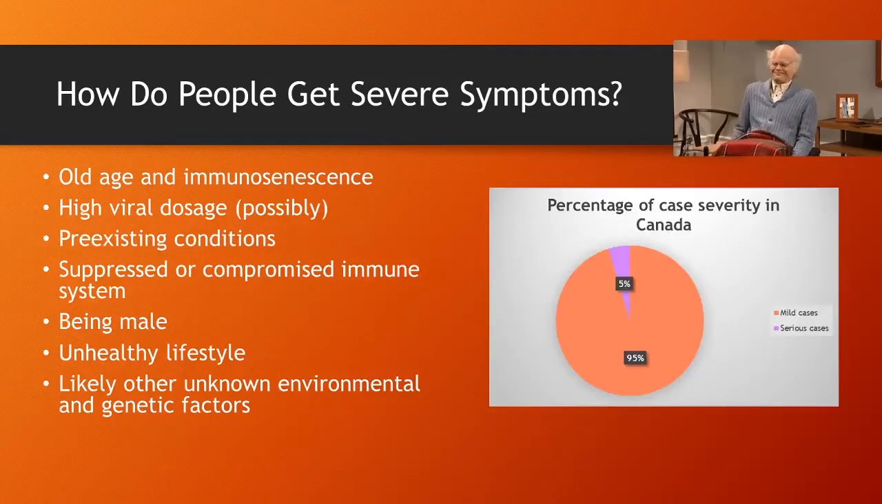All right, so this is a graph that I made, percentage of case severity in Canada. This is based off data from the Government of Canada website, and I got it today, so it's as up to date as it can be. Essentially, 95% of people who catch the virus will have mild cases, and 5% will get serious cases. So 5% might not seem very high, but 100 people isn't a lot, and 5 out of 100 people catching it, and you multiply that multiple times, it racks up.